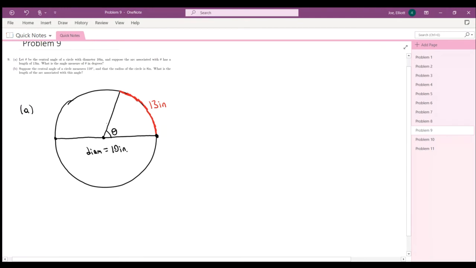What we want to do is find the angle measure of theta, and we want the angle measure in degrees as well. So with the information that we're given, who can tell me how we would find the angle measure of theta? Use the equation theta is equal to s theta over r. Okay, all right, yeah, okay.